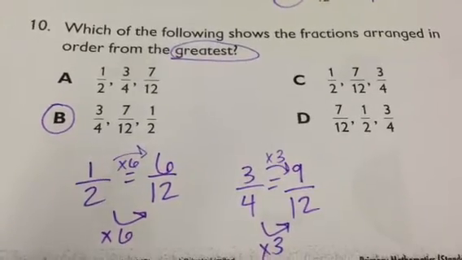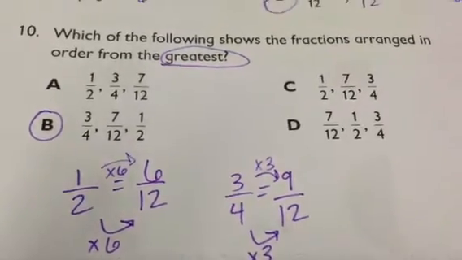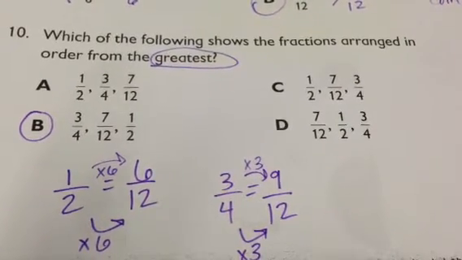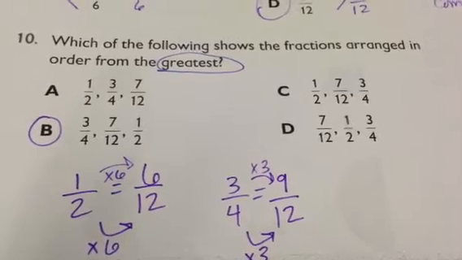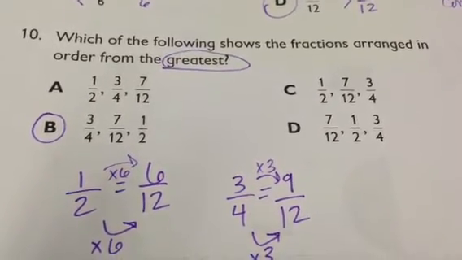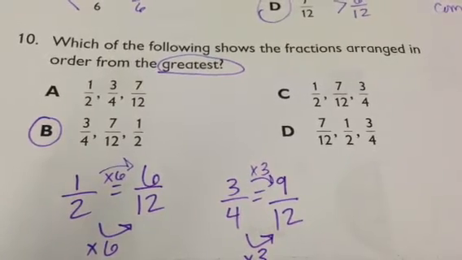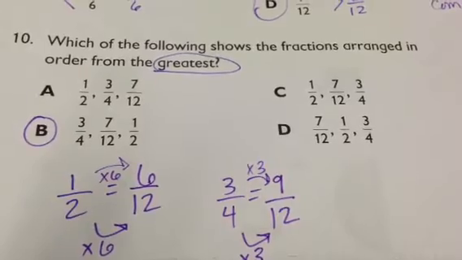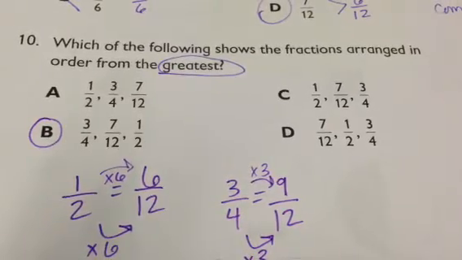Okay, in order to solve this problem, which of the following shows the fractions arranged in order from the greatest, we have to look at each option. And each option here gives us the exact same fractions, just in a different order. But none of the fractions have the same numerator or the same denominator. So we're going to have to change the fractions to equivalent forms.